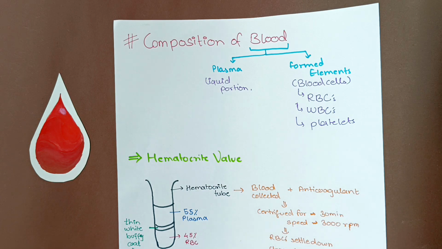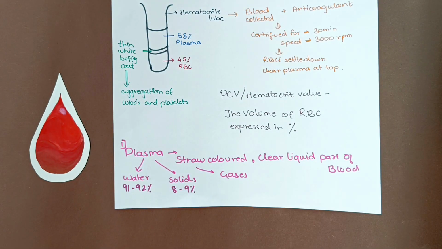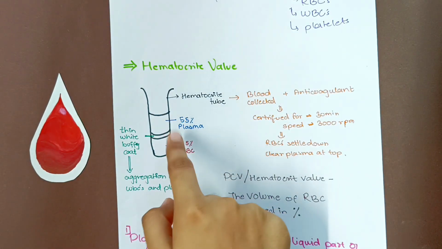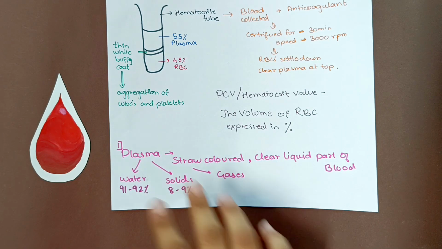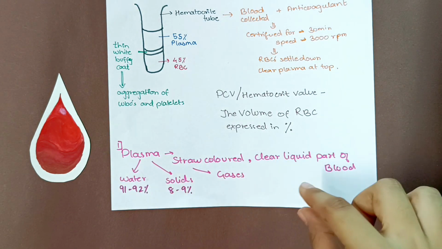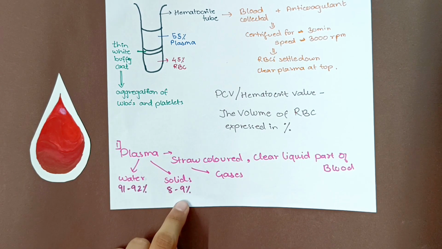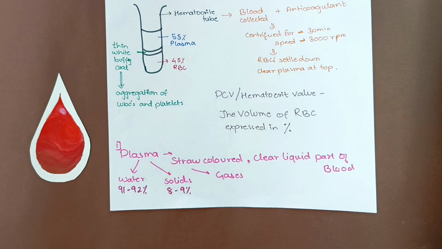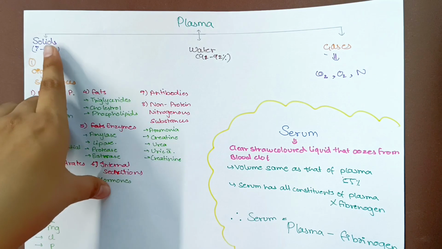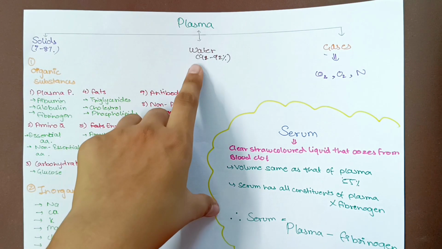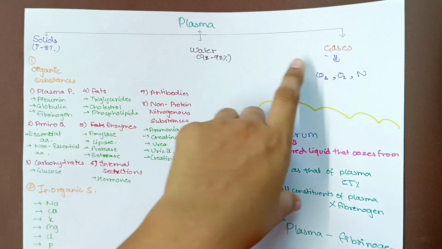Now we will understand about the plasma, which is the liquid portion. Plasma is a straw-colored, clear liquid part of the blood. If you take it outside, we will see that it's clear. It has three parts: water, solid, and gas. Water is present in 91 to 92%, solid is present in 7 to 8%, and gases.